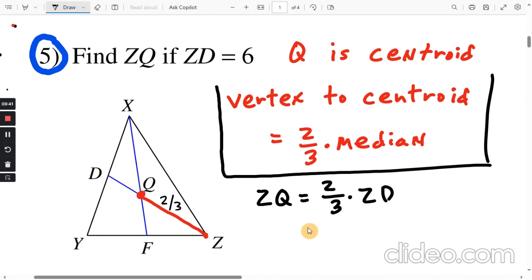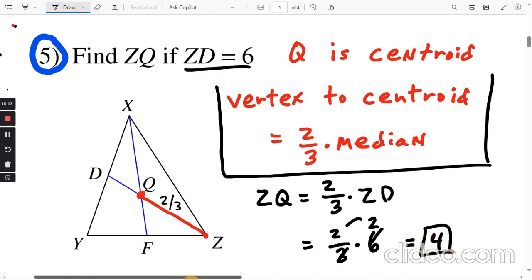All right, and now let's plug in what we were given. We want to find ZQ. ZD is 6. So that's going to be 2/3. And they said ZD is 6. So in place of ZD, we're going to plug in 6. All right, now we're just multiplying fractions. This is a numerator and this is a denominator. So canceling, 6 divided by 3, that's just 2. Okay, and then 2 times 2 is 4. So that's it.